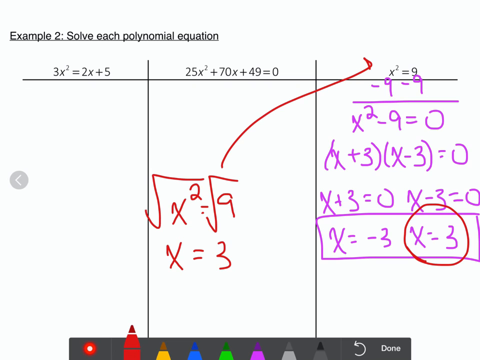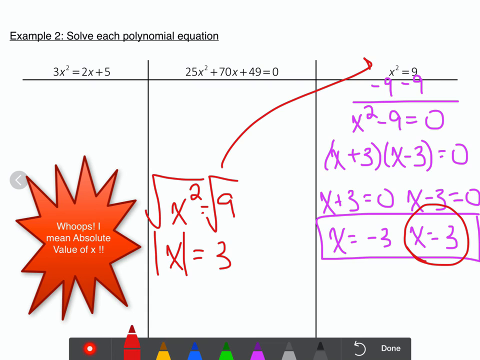We will eventually solve polynomial equations using the square root property. But the key here is that the square root of x squared is not equal to x. It's actually equal to the absolute value of x, which we're going to talk about in another lesson. So for now, let's just stick to solving by factoring.